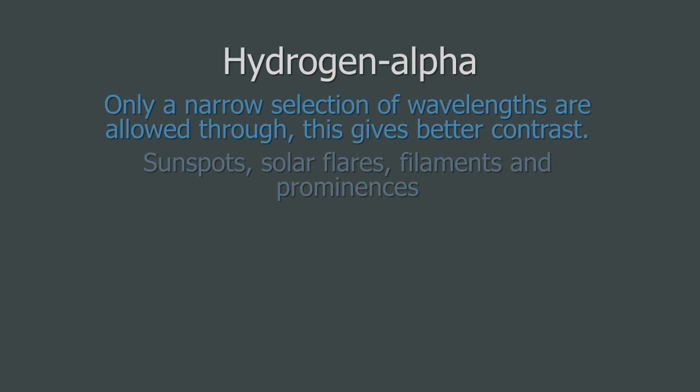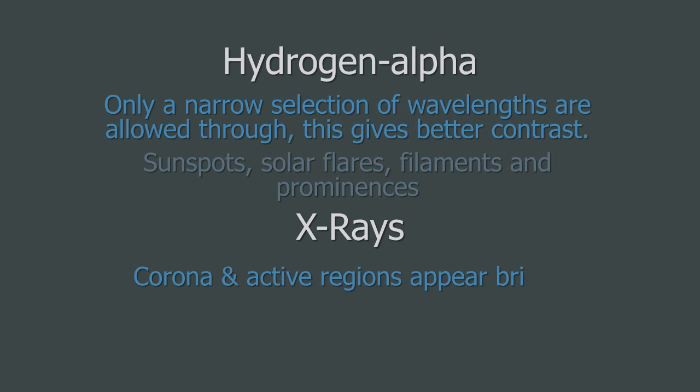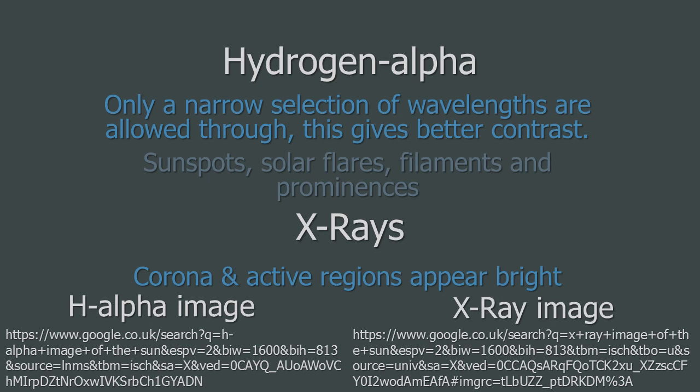The hottest parts of the Sun emit X-rays. So an X-ray image of the Sun shows the exceptionally hot corona, as well as active regions. This is because more X-rays are being emitted by these hot and active regions. To view in these parts of the electromagnetic spectrum only, either astronomers have to fit a filter like a hydrogen alpha filter, or they have to use a special telescope like an X-ray telescope. To have a look at what hydrogen alpha images and X-ray images look like, go to these links.